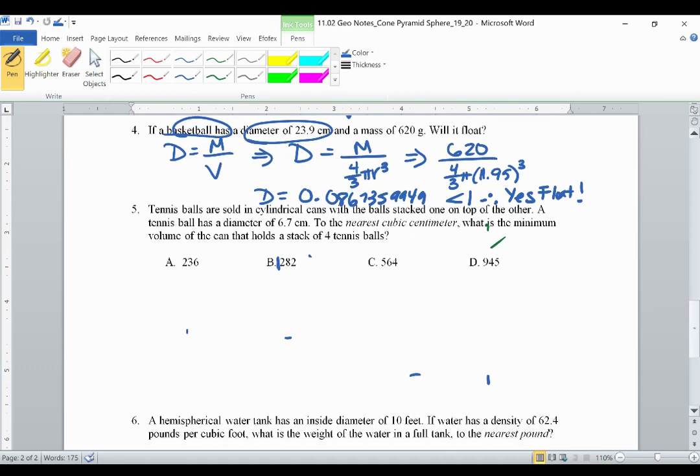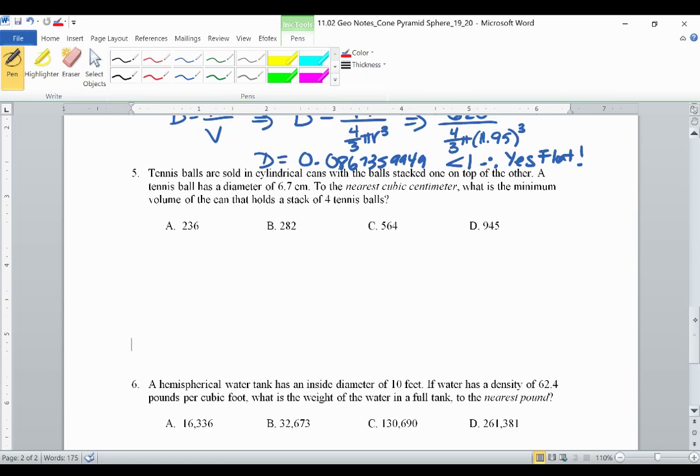All right, number 5. Tennis balls are sold. So these next two are little trickier problems. They are Regents questions. I left the choices on for multiple choice, but they're quite a bit of work. It's kind of, ignore the choices first and figure out the answer, then look at your choices.